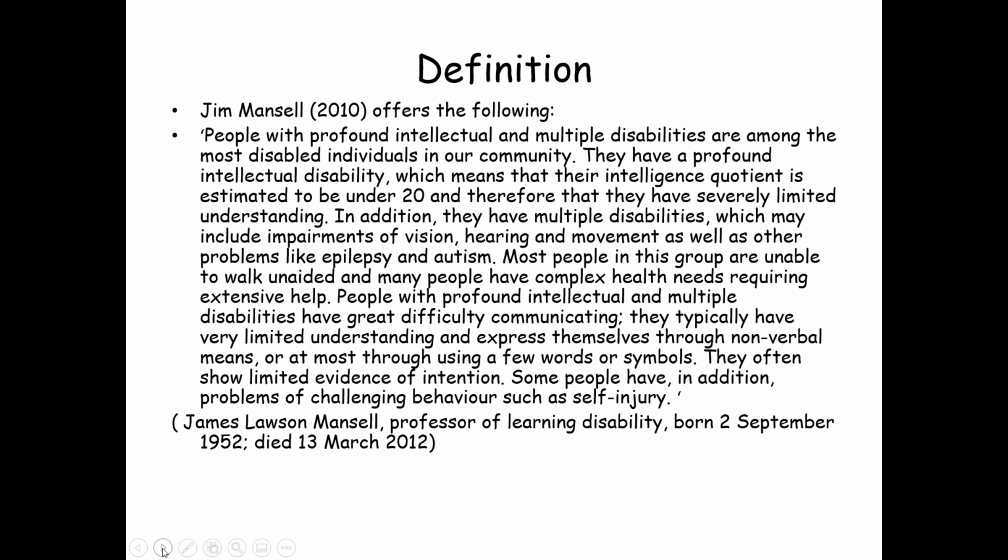He used the term profound intellectual and multiple disabilities, so PIMD. You might see this in journals and articles written particularly by people in America and Australia. They may use that term. But Jim Mansell goes on to say that a person will have an IQ of under 20. I find this terminology quite difficult because, yes, we're talking about someone whose cognition is at an early stage of development, but IQs are quite hard to assess.